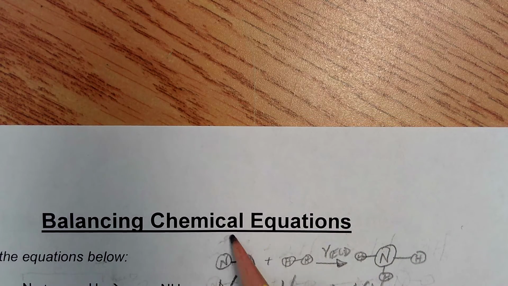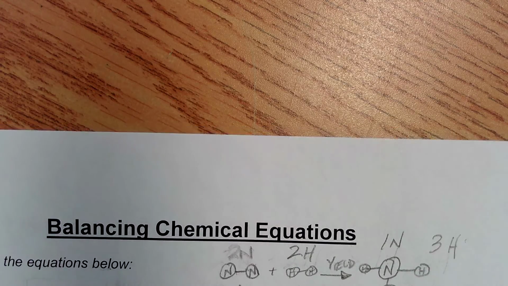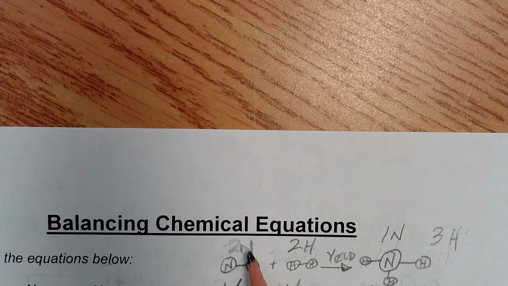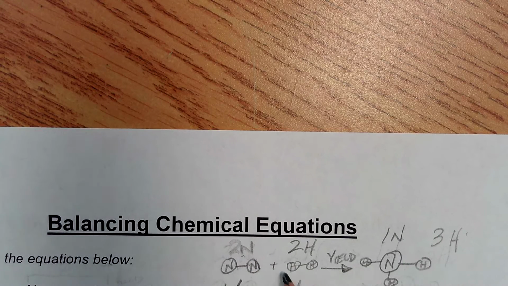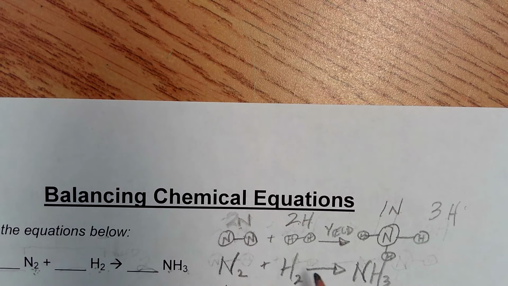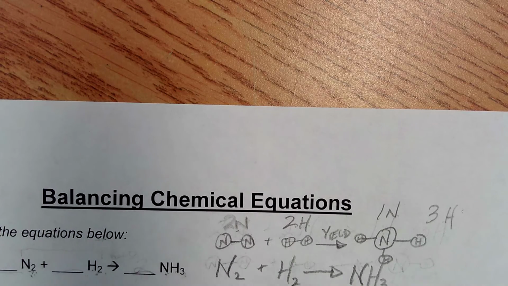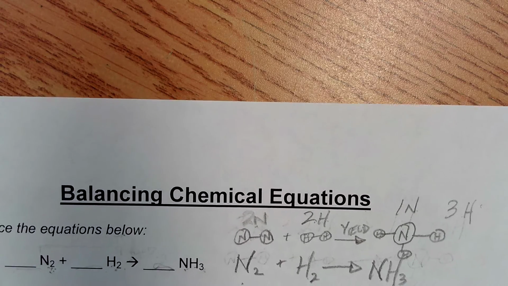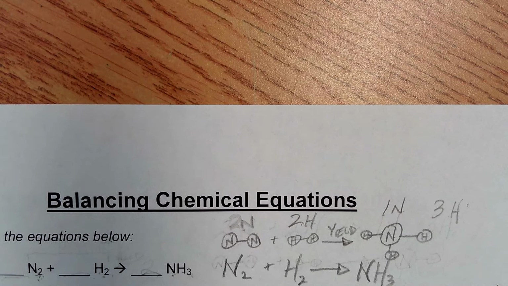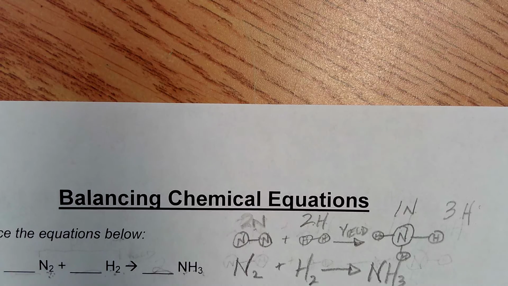Because here I have 2 nitrogens, here I have 2 hydrogens, but on this side, I have 1 nitrogen and 3 hydrogens. And that's not equal. I should have 2 nitrogens on one side and 2 on the other, or 2 hydrogens on one side and 2 on the other. And so what we do is this: we can't just break them apart and say, well, never mind, there's 1 nitrogen here, so I'm just going to have 1 here, because nitrogen doesn't float around by itself, right? It's always a diatomic molecule. So we have to use coefficients in order to do that and to make sense of it.